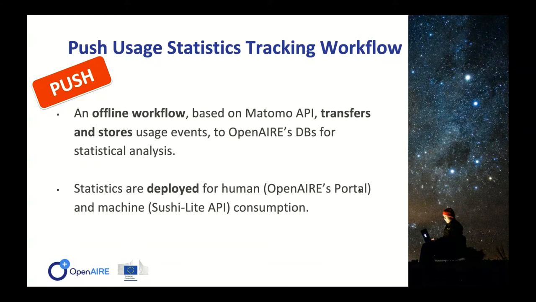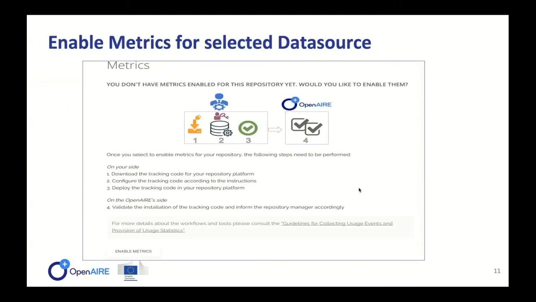Later, an offline workflow, which is based on the Matomo API, transfers and stores usage events to the OpenAIRE database for statistical analysis, deduplication, removal of double clicks, etc. And then the statistics are deployed for human consumption in OpenAIRE's portal and for machine consumption via the SUSHI-Lite API endpoint.